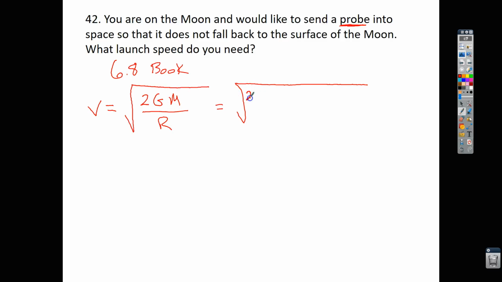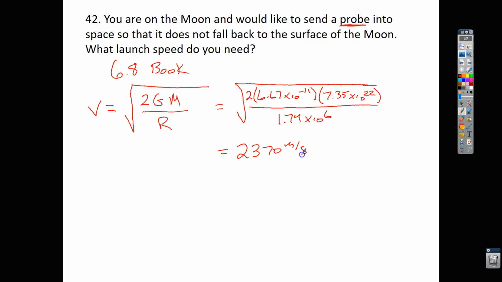So this is 2 times 6.67 times 10 to the negative 11th, multiplied by the mass of the moon, which is 7.35 times 10 to the 22nd. All of these numbers will come off of either an equation sheet or some data that I would have to give you. Then the radius of the moon is 1.74 times 10 to the 6th. If you do that, you get about 2,370 meters per second, or 2.37 kilometers per second.